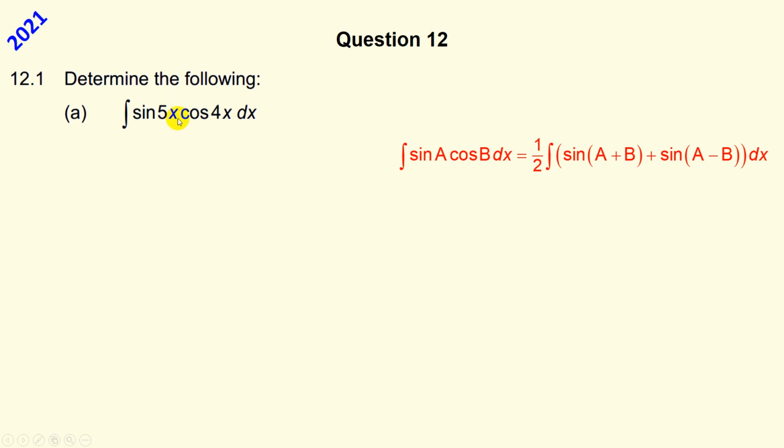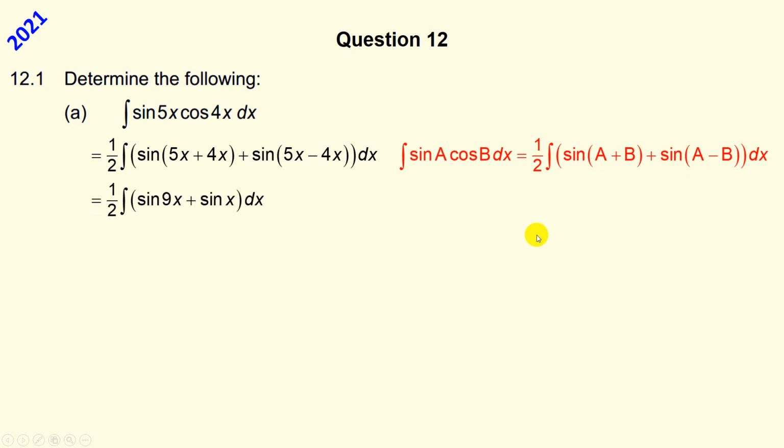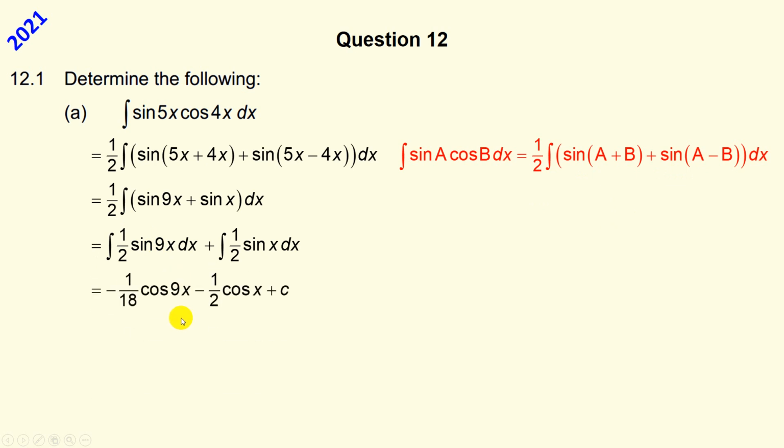Sine A cos B. A is 5x, B is 4x. And I just substitute into that formula, which gives that. I can take in the half and split the integrals. And there we are, done either by K method or by inspection or by using substitution.